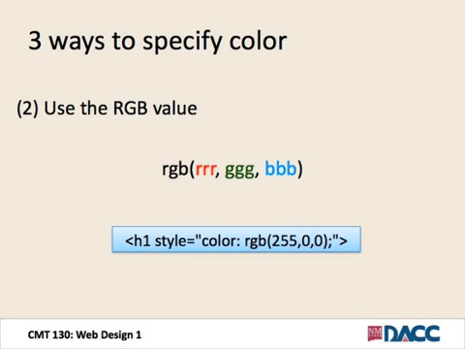The next choice is to use the RGB value. In an RGB value, red, green, and blue are listed separately as a number from 0 to 255. The format for specifying an RGB is RGB parentheses, the red value, comma, the green value, comma, the blue value, closing parentheses. In the example, the H1 has been styled to red.